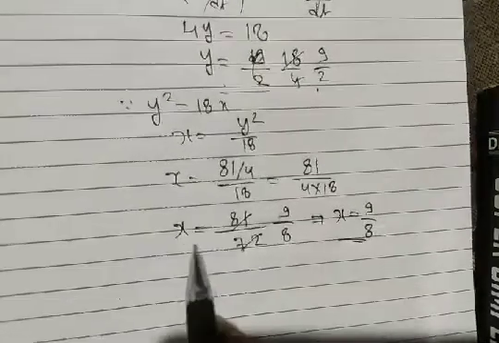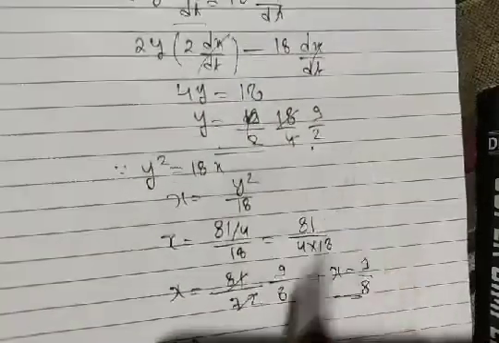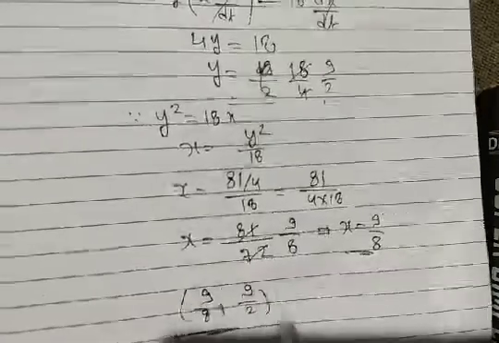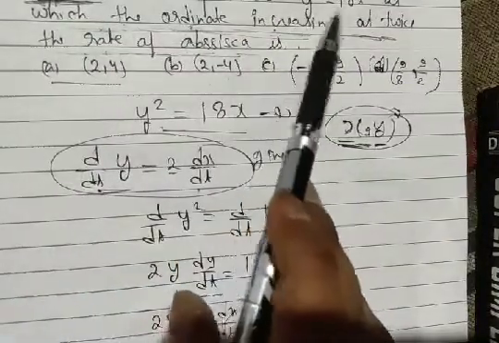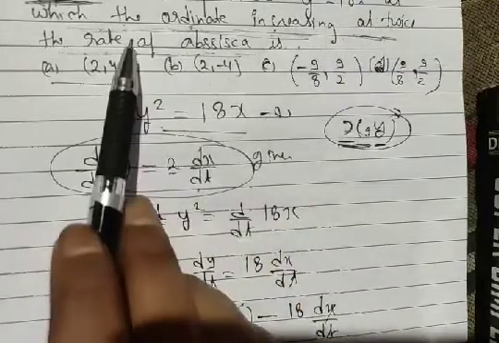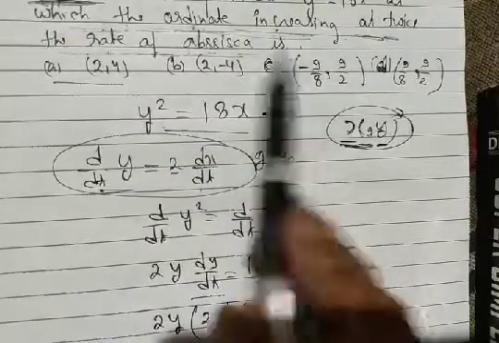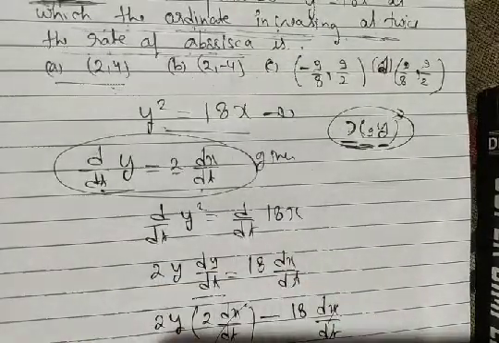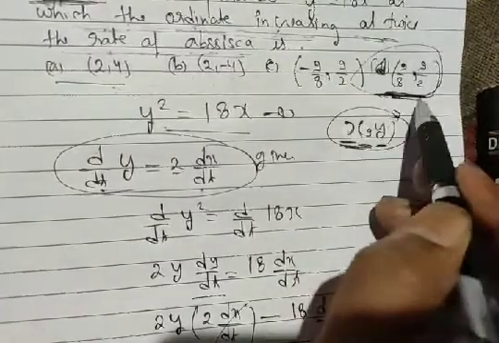Now we have found our point. We get the value of x as 9 by 8, and the value of y as 9 by 2. This is the point on the parabola y square equal to 18x at which the ordinate increases at twice the rate of abscissa. Among the options a, b, c, d, we get 9 by 8 and 9 by 2, so our required answer is D.